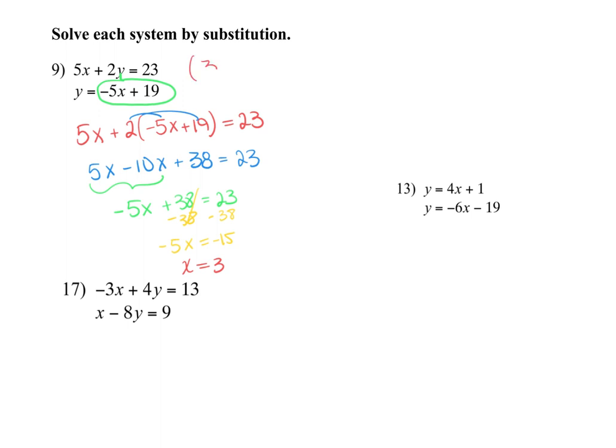So I already know that x equals 3. I need to solve for my y. Y equals negative 5 times x plus 19. Y equals negative 15 plus 19. So y is going to equal 4. And so I now know my y value. All right.